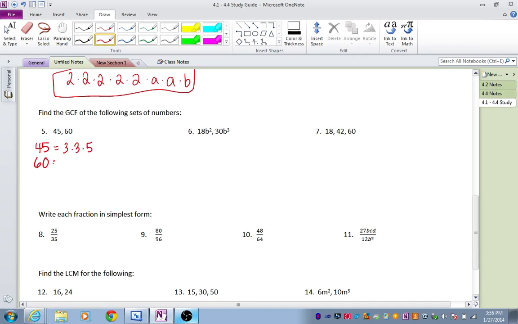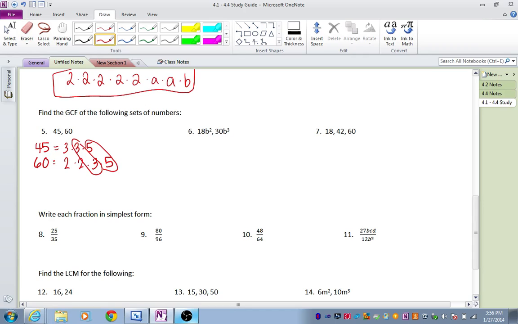60 is 2 times 30. 30 is 2 times 15. 15 is 3 times 5. So now we've prime factored. Now we're going to go through and circle our common factors. So here we have a pair of 3's. Here we have a pair of 5's. That's the only thing that's in both numbers.